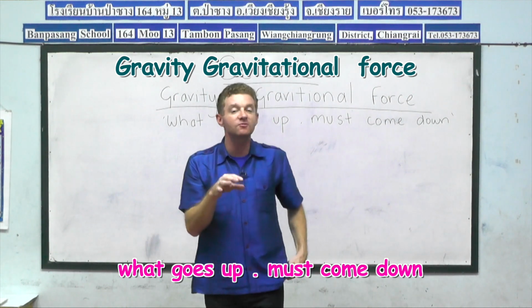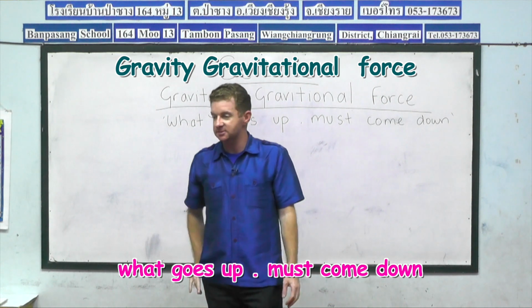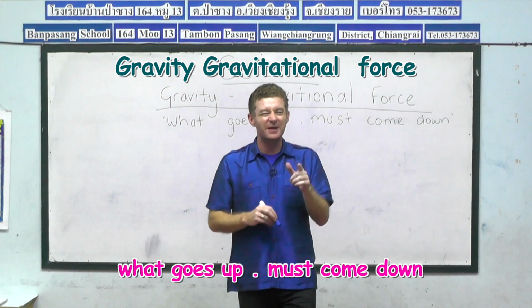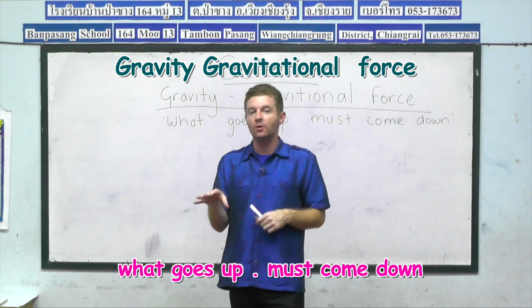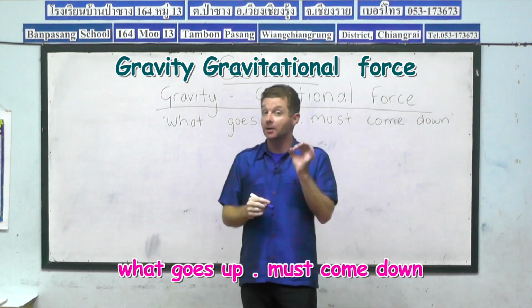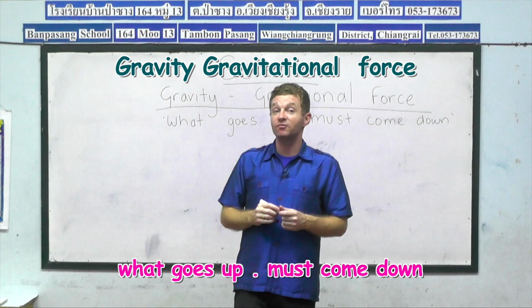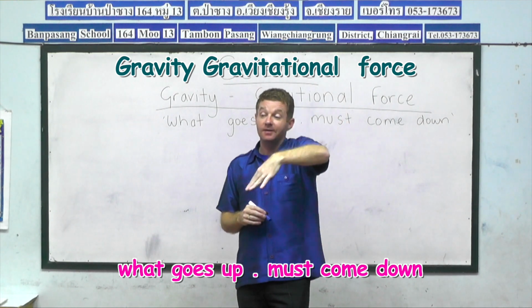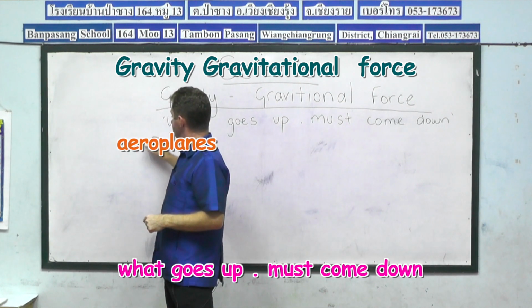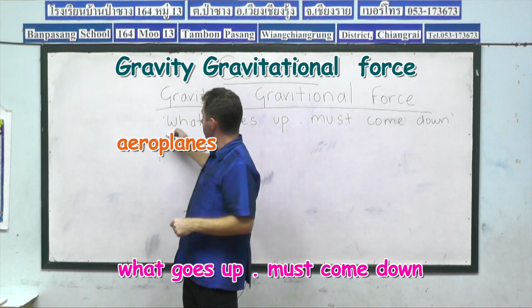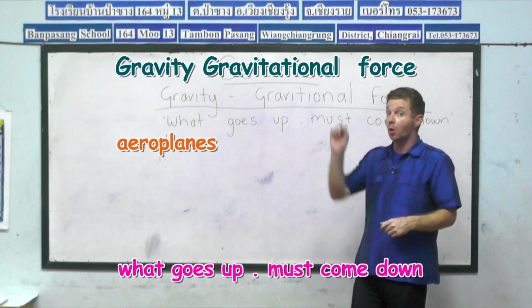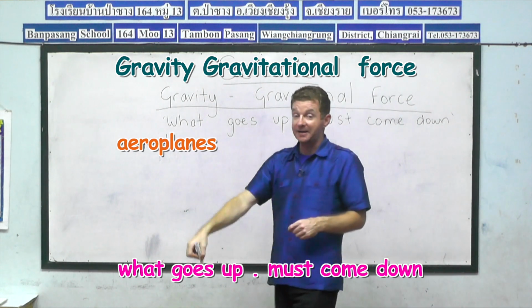But who can tell me some more examples of objects that go up and then come down? Airplanes. Very good example. If we go to an airport, we can see many planes taking off because they are jet powered. But eventually, before they run out of fuel, what will happen to them? They will go down. They will come back down. So aeroplanes is a very good example. P-L-A-N-E-S. Aeroplanes will go up and aeroplanes will come back down.